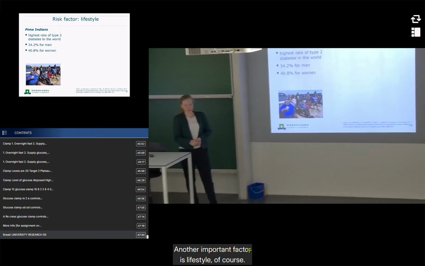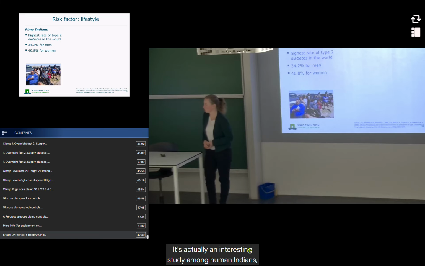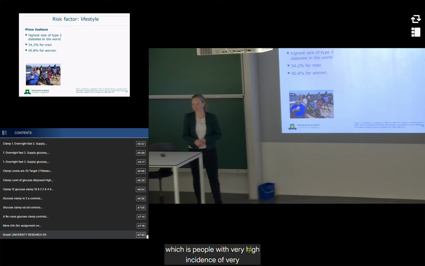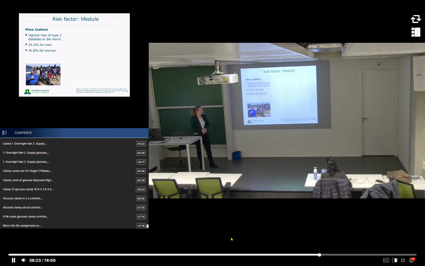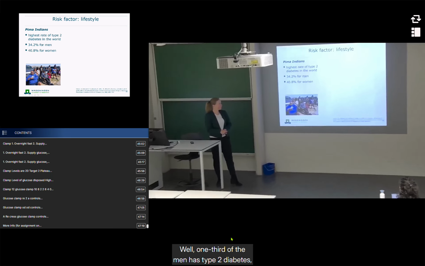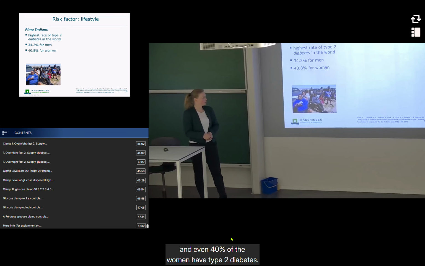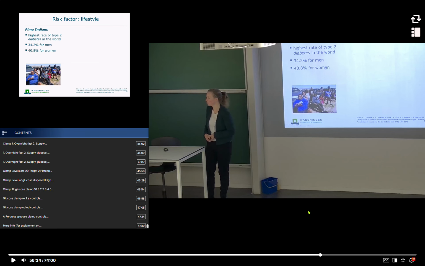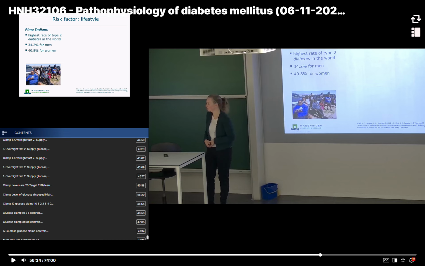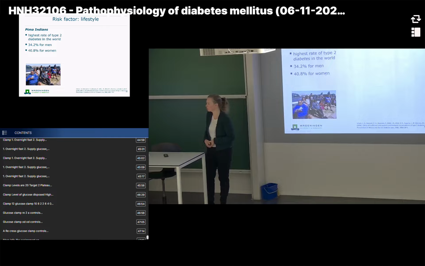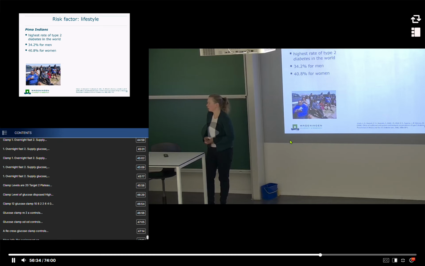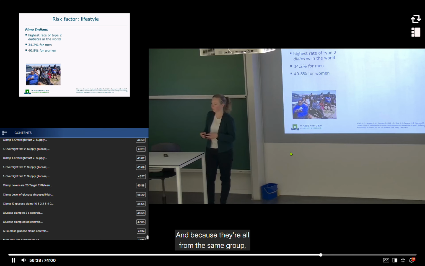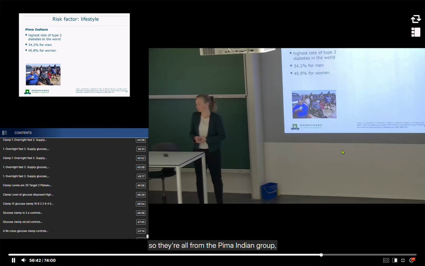Another important factor is lifestyle, of course. There's an interesting study among Pima Indians, which is a group of people with a very high prevalence of diabetes. You see here that 1/3 of the men have type 2 diabetes, and even 40% of the women have type 2 diabetes. And because they're all from the same group, they all inherited from the Pima Indian group.